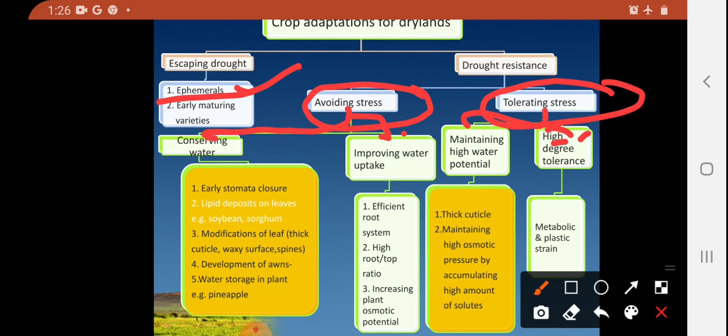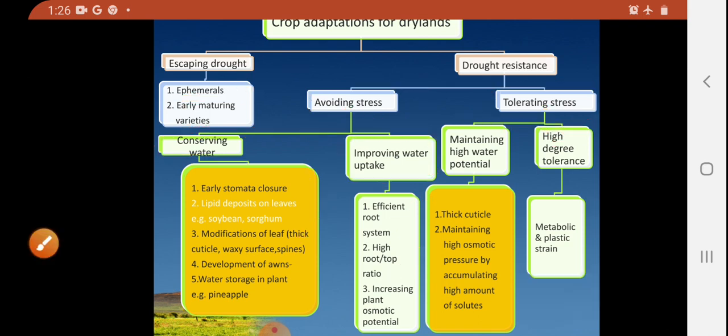Conserving water: few crops can conserve water and few crops can improve their uptake. For example, early closing of stomata, lipid deposits, modifications in leaves, development of awns, and water storage in plants. Then for water uptake, efficient root development, a high root to shoot ratio, and increased osmotic pressure. Okay, like this you have to see these kinds of crop adaptations.